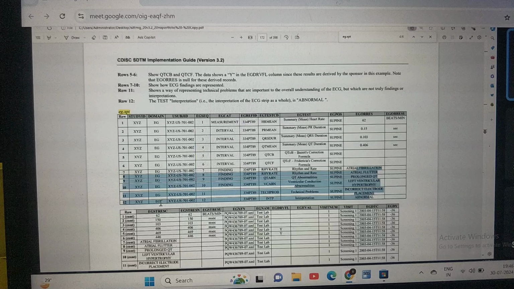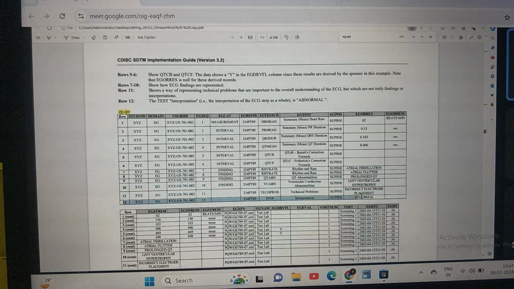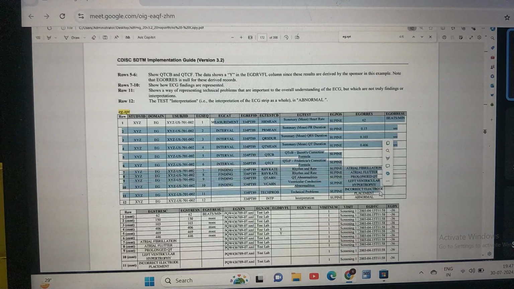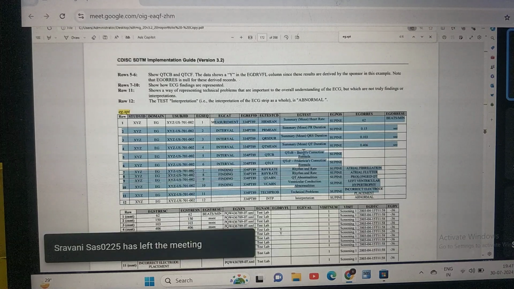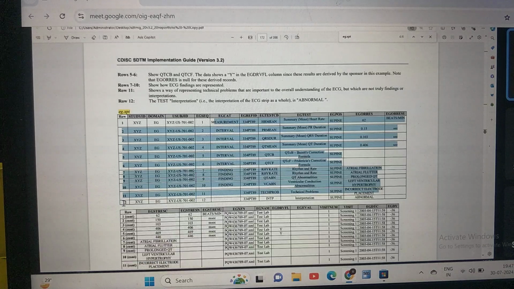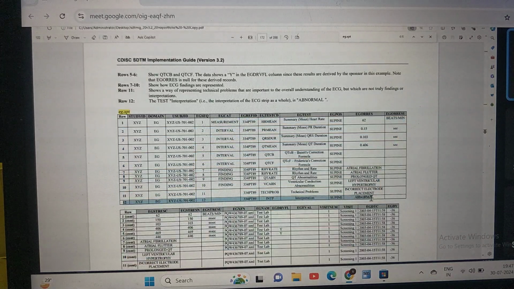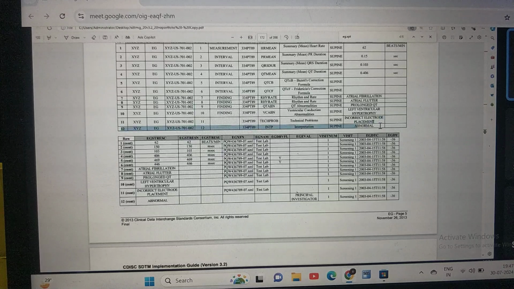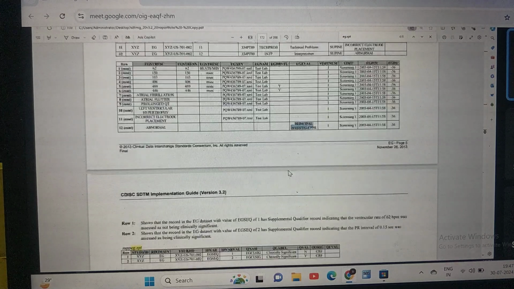So what I said, this is the test INTP, interpretation. These all are the test series. What the doctor will say, based on these results, is he will confirm whether the ECG is normal or abnormal. So that is the interpretation. One extra record we are going to create with the interpretation. INTP is the test code and interpretation is the test, so the ECG is abnormal. That's what we discussed. So who is the EGEVAL? The principal investigator. Okay, so this is the ECG.